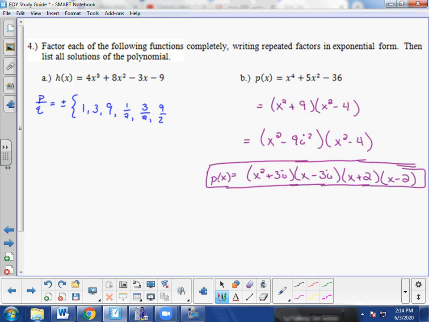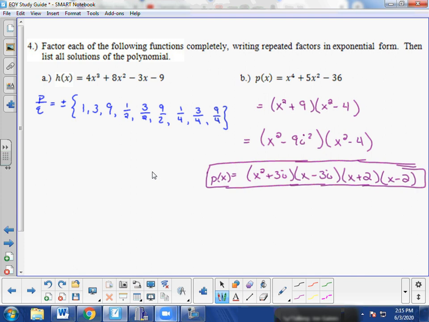Because 2 is a factor of 4. Each of these would also be over 4, because 4 is a factor of 4. So 1/4, 3/4, and 9/4. This is the list of total possible rational zeros. So if a rational zero exists for h of x, it's one of these numbers. Now we want to find a rational zero. And we can do that through the process of synthetic division.